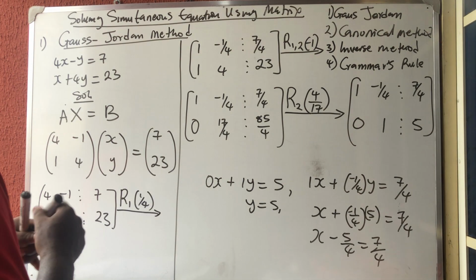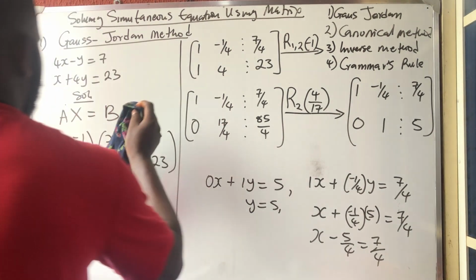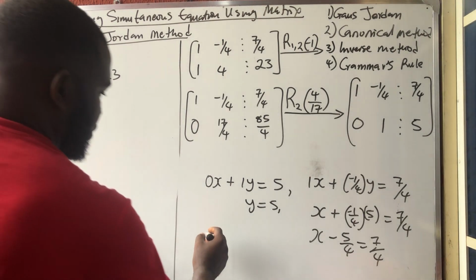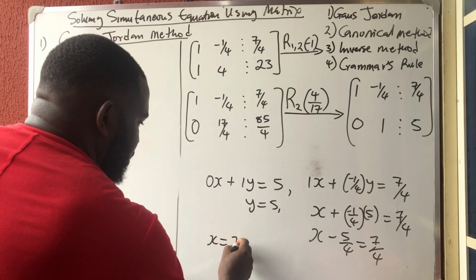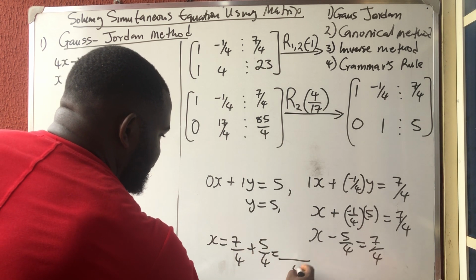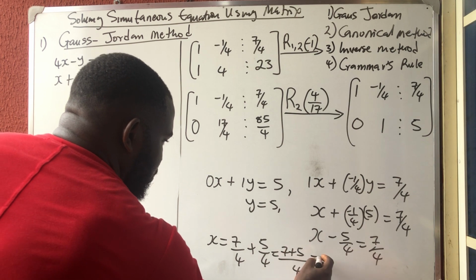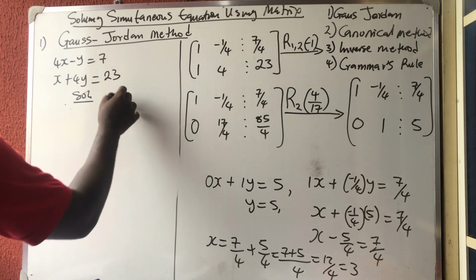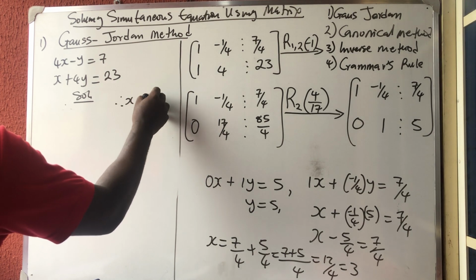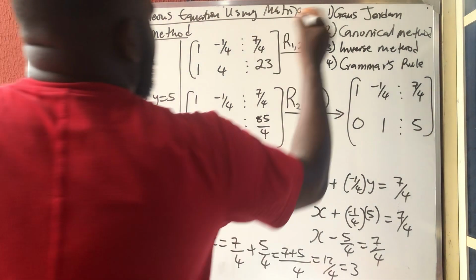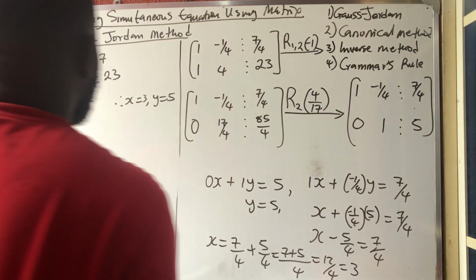Therefore, to get our x, permit me to solve it here. x should now be equal to 7 over 4 plus 5 over 4. LCM is 4. I'm having 7 plus 5, which is 12 over 4, which is 3. So therefore, our x is 3 and our y is 5. You see, as simple as that. Very, very simple. This is called the Gauss-Jordan method.